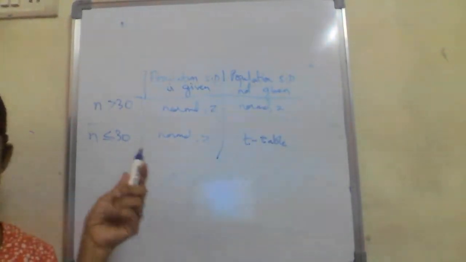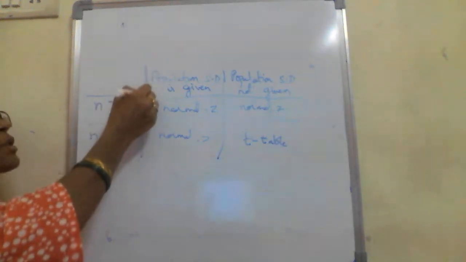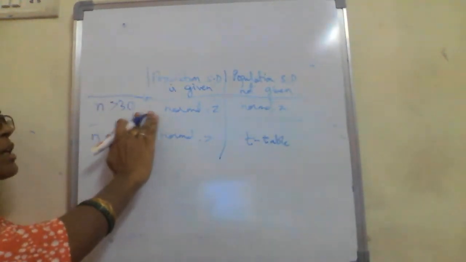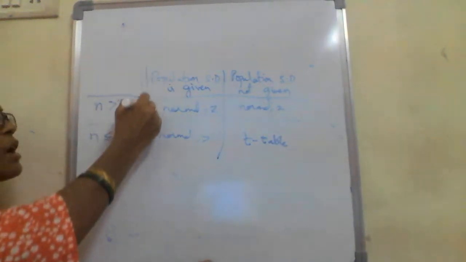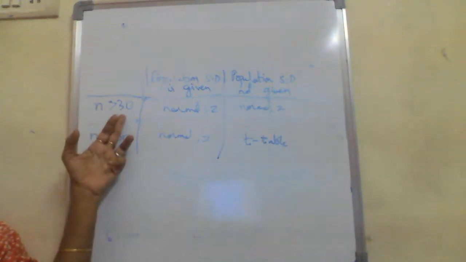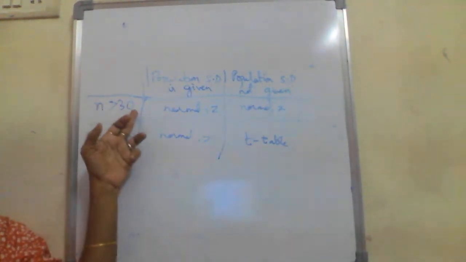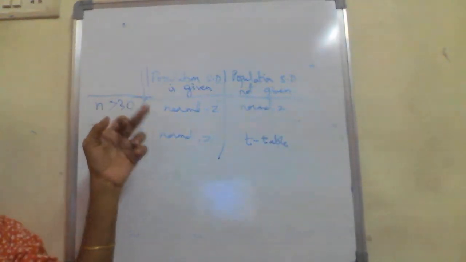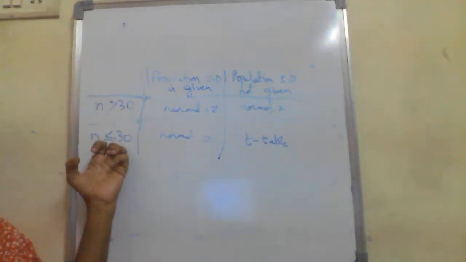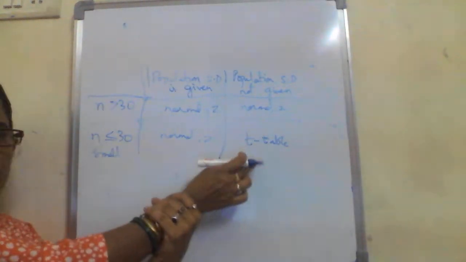Okay, this is a table which mentions which distribution you have to use, based upon the values that are given. When n is greater than 30, that is, it is a big sample, you remember this, then you have to use the normal distribution. If n is less than or equal to 30, it is a small sample, then we use the t distribution.